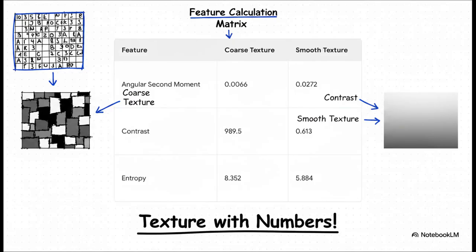And this just perfectly shows the difference. From that matrix, we can pull out these descriptive features. Look at the coarse, blocky texture on the left. Notice that massive contrast value. Entropy, which is kind of like a measure of randomness, is also way up there. But then, look at the smooth texture. Both of those numbers are tiny. We are finally describing texture with actual numbers.